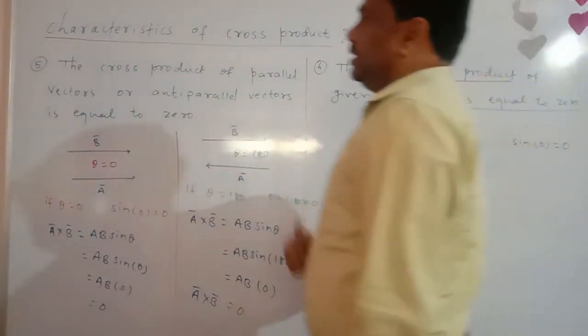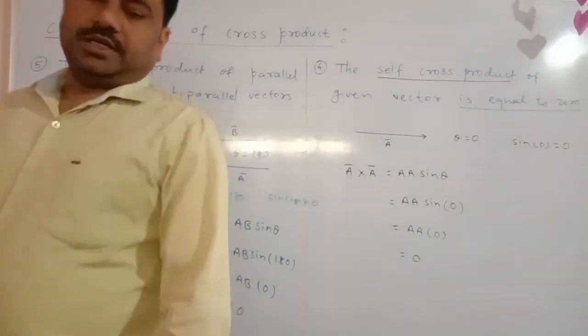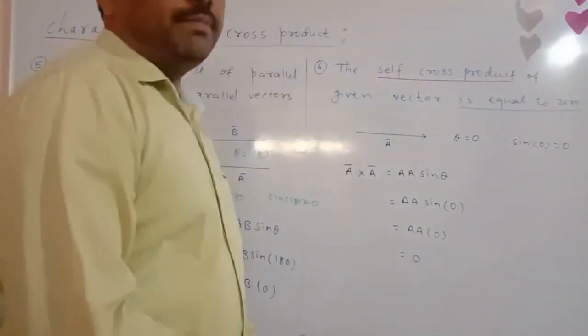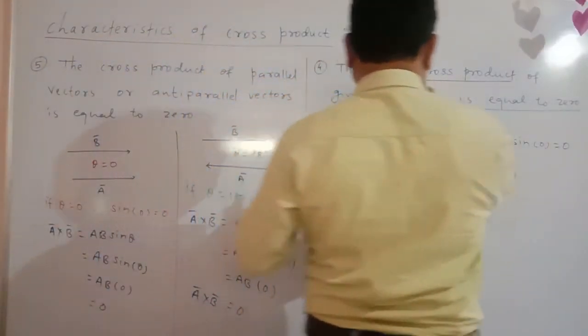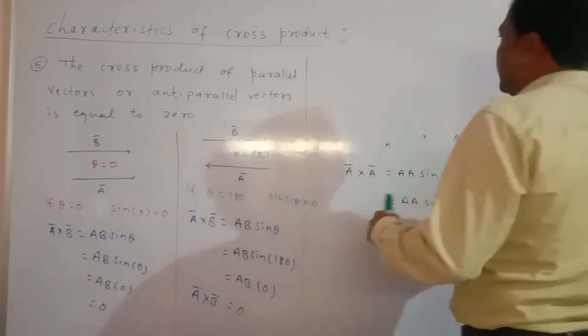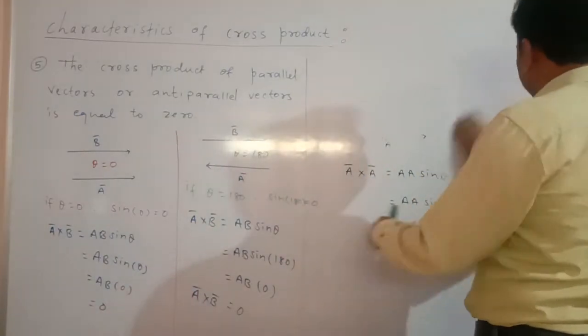So this is about the characteristics of cross product when two vectors are parallel or anti-parallel to each other. Now let us move towards the next characteristic of this cross product.